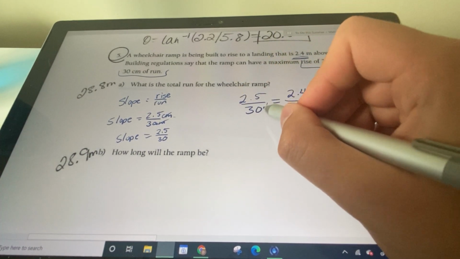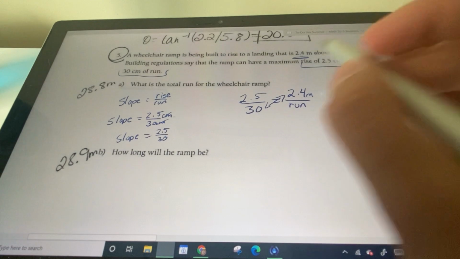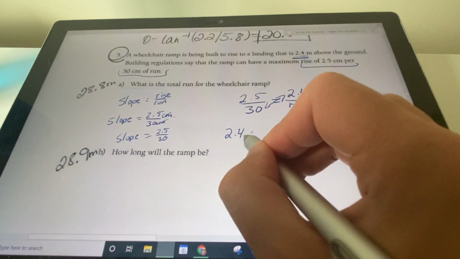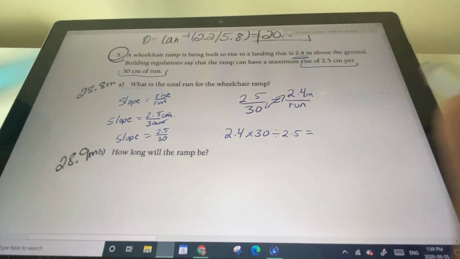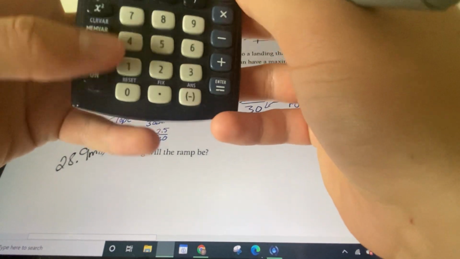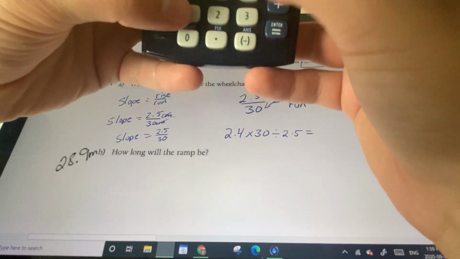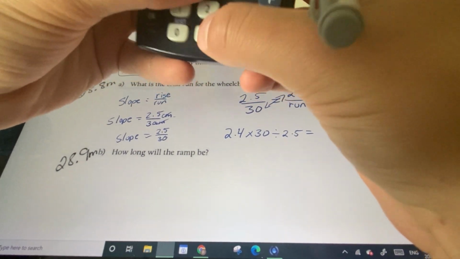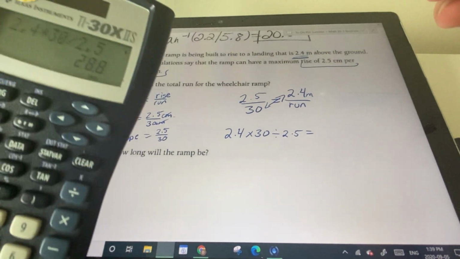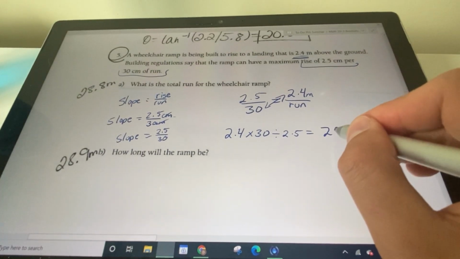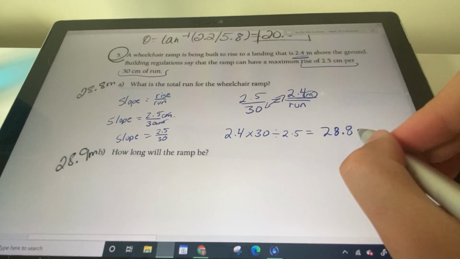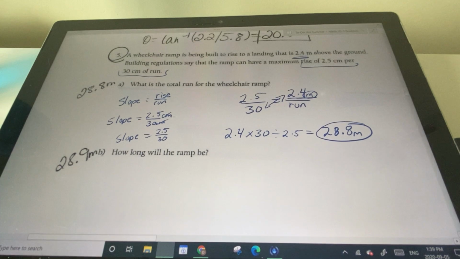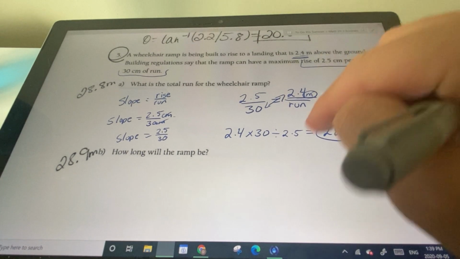Cross multiply divide, okay? So cross multiply these two numbers. So that's 2.4 times 30. We're going to divide the odd number out, which is 2.5, okay? And this becomes 2.4 times 30 divided by 2.5, and that gives me 28.8. And what is this going to be measured in? Well, it's related to this number. This number is measured in meters, so 28.8 meters. Okay, so that was a little review of our last unit, which is cool.